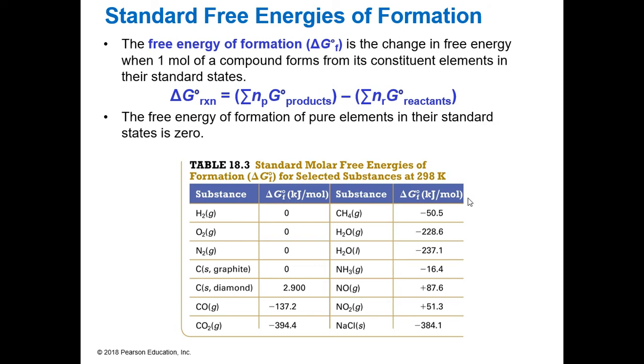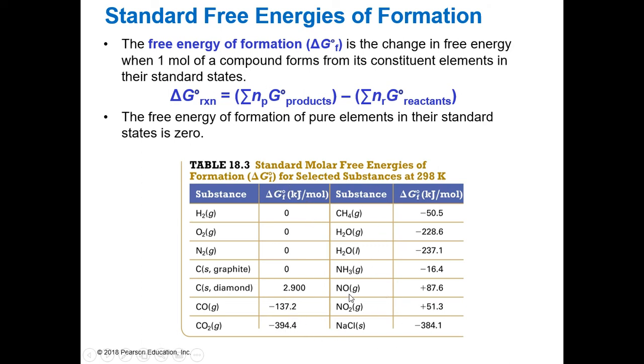So when we talk about our free energy of formation, we can talk about our delta G, which is the change in energy when we form 1 mole from its constituent elements. Our free energy of formation of any pure element in its standard state is going to be 0. So this is very similar to our delta H of formation that we did last semester. So there are some 0 values for G.